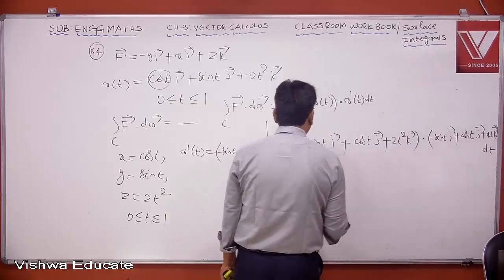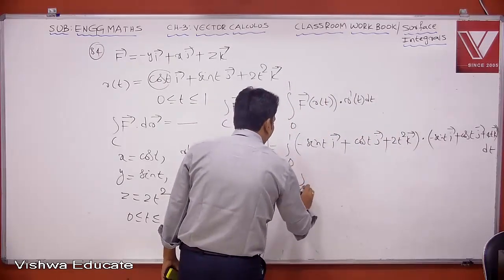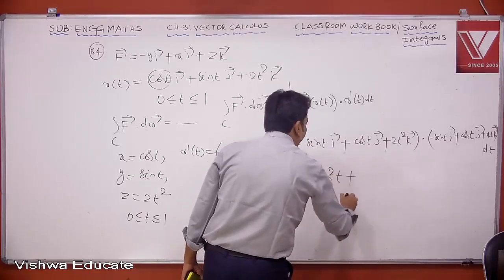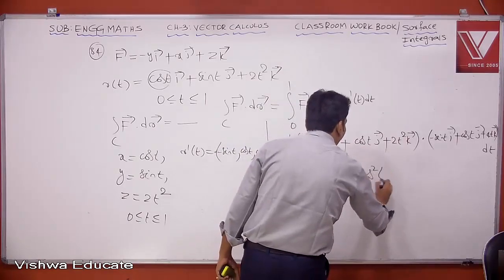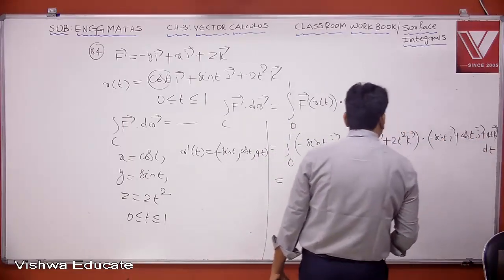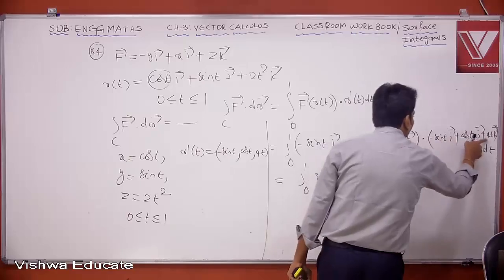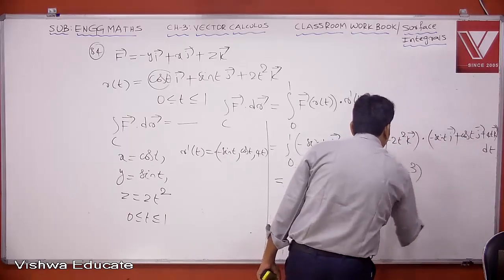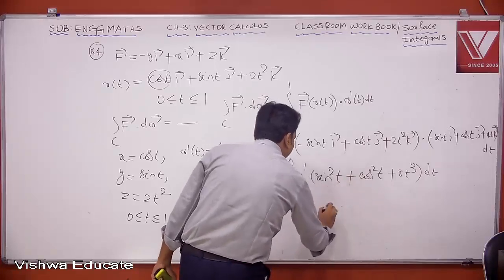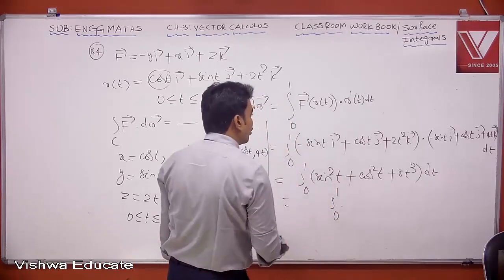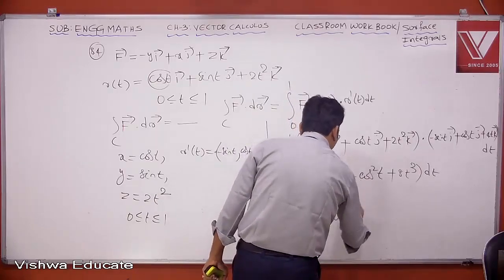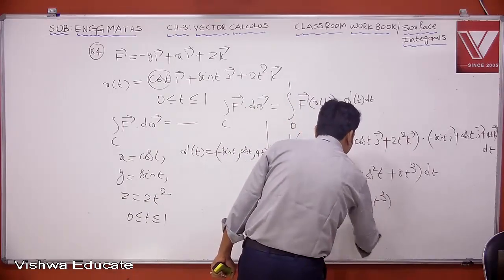So this becomes the integral from 0 to 1 of minus sin t into minus sin t, which is sin² t, plus cos t into cos t, which is cos² t, plus 2t² into 4t, which is 8t³, dt. Now cos² t plus sin² t is 1, so this is the integral from 0 to 1 of 1 plus 8t³ dt.